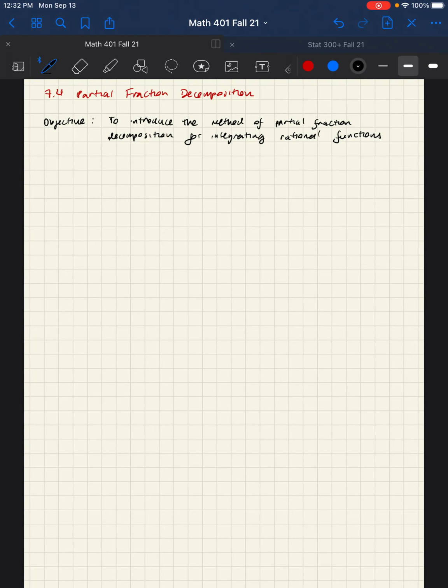Okay, so welcome to 7.4. This section covers the integration of rational functions, and we're particularly going to focus here on the method that we call partial fraction decomposition. It's a method that allows us to integrate rational functions generally. And so our motivation here is to notice something that, in hindsight, is actually quite obvious.